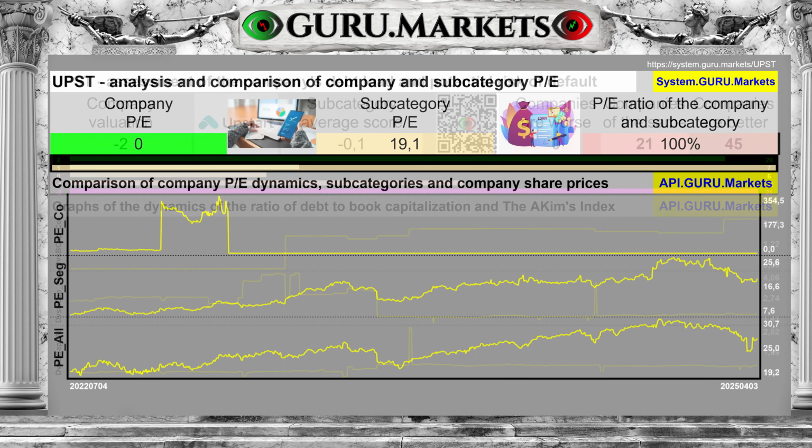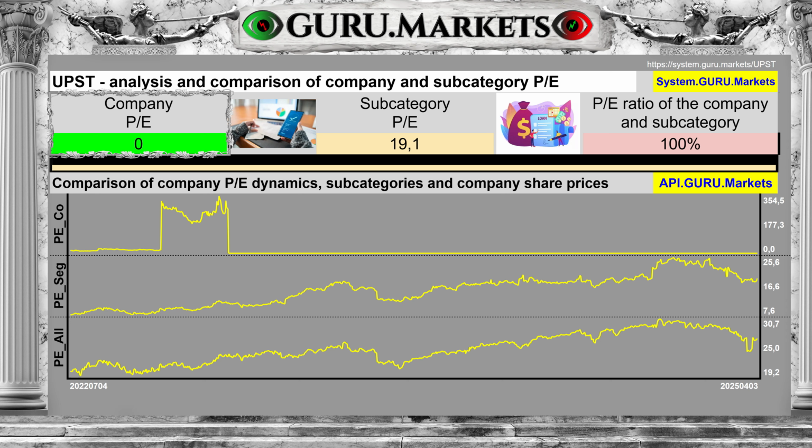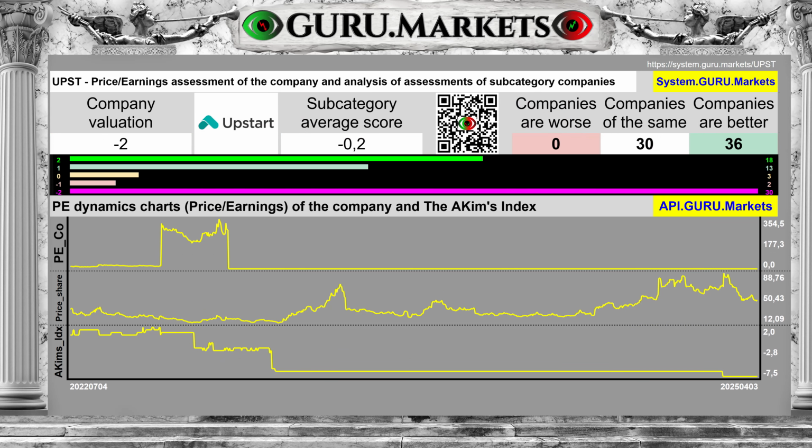The ratio of the company's market value to profit is 0, while the average in the subcategory is 19.1, which is worse than the average in the subcategory. Assessment of the stock price to profit ratio in comparison with companies in the subcategory: very bad, minus 2 points.